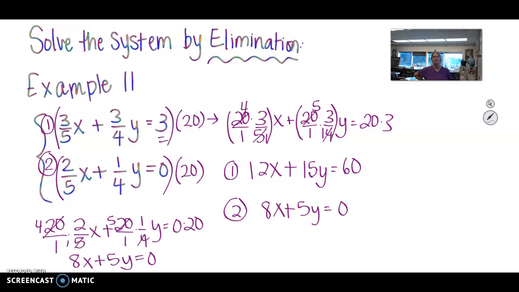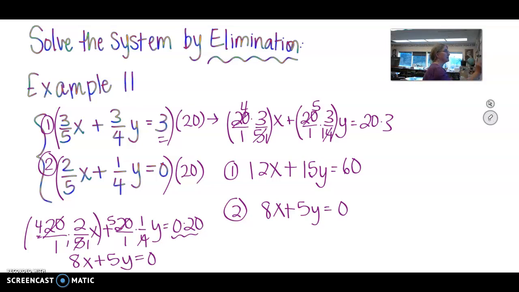Okay, I got 8x plus 5y equals 0. Here's my work over here. I multiplied 20 over 1 times 2 over 5. I can simplify it, 5 goes into itself once and into 20 four times. Multiply across, get 8x over 1, which we don't need to write over 1. And then 20 times 1/4, or a fourth of 20. You can also think of it just like that. What's a fourth of 20? It would be 5y. And then 0 times anything is going to be 0. So then now I have no fractions to worry about.